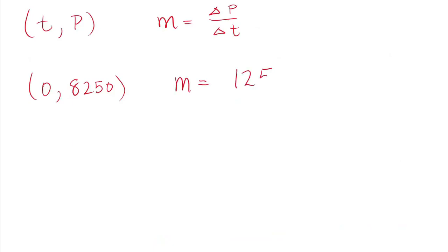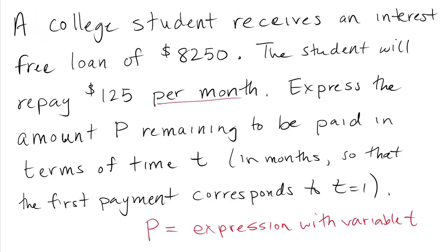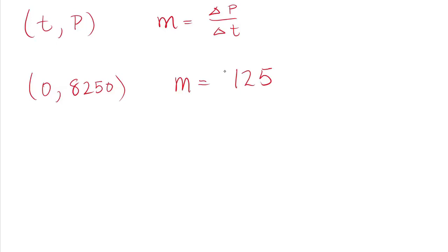However, this is a slight mistake. We don't want to write that m equals $125 because that would increase the balance. Remember that the student is paying off the loan, and the slope represents a decrease in the balance, so the slope is negative 125. I have the slope, I have the point whose first coordinate is 0. I can jump straight to the slope-intercept form. I know you're going to want to write y, but remember that we're using P as the output variable here. P, the amount remaining to be paid, is the slope times the input variable, which is T, plus 8,250.